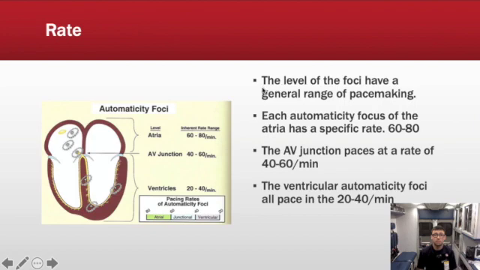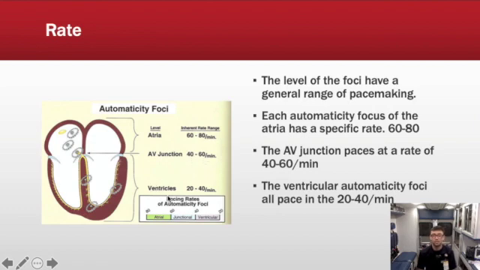So if you look at this photo up here, the atria, the upper part of the heart, should be pacing at a rate of 60 to 80 beats a minute. The AV junction, or where the AV node is, can become our primary pacemaker if the SA node has quit pacing or isn't pacing at the rate that it should be. The AV junction can actually take over as our primary pacemaker at a rate of 40 to 60 per minute.